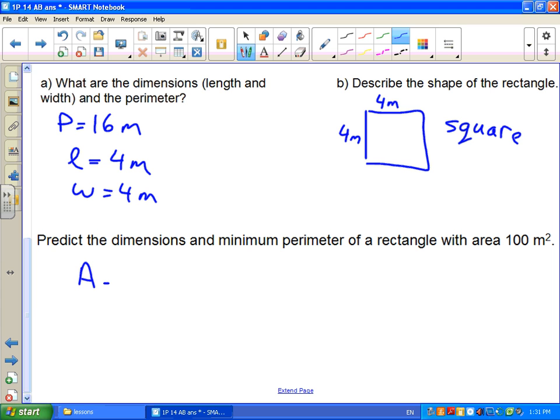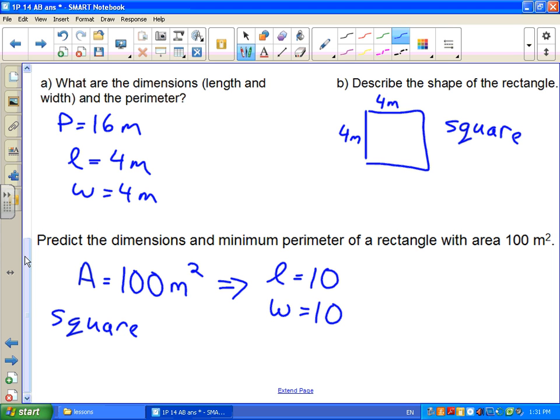So if our area is 100 meters squared, and we want to make this a square, our length and our width have to be the same thing. So what are our length and our width going to be? Not 25, because then 25 times 25 would give us some really big number. What times itself gives us 100? Yeah, if we make our length equal to 10 and our width equal to 10, they're the same thing. We get a square with area of 100 meters squared.